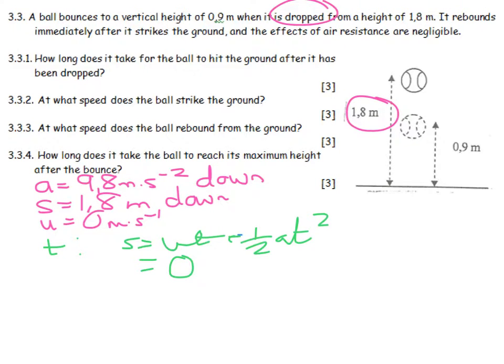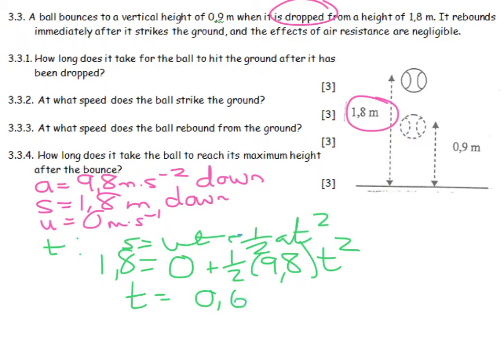I have no initial velocity, a half of 9.8. They're interested in the time, and the distance is 1.8. And when I square root that, my time turns out to be 0.61 seconds. What speed does the ball strike the ground?